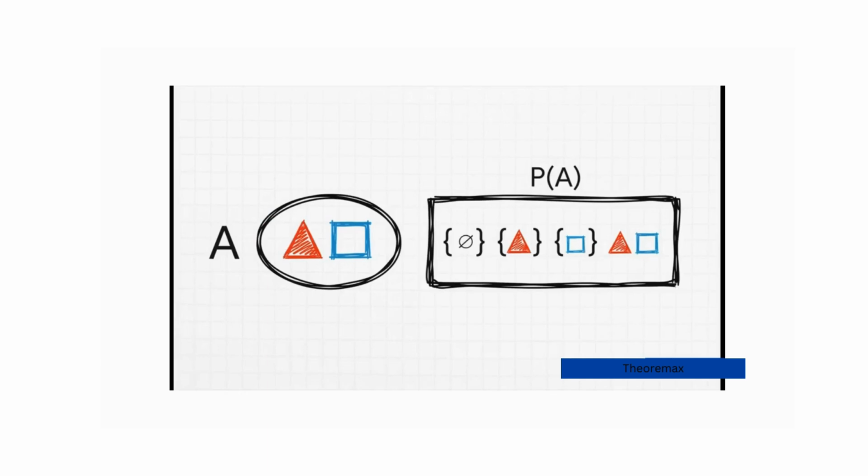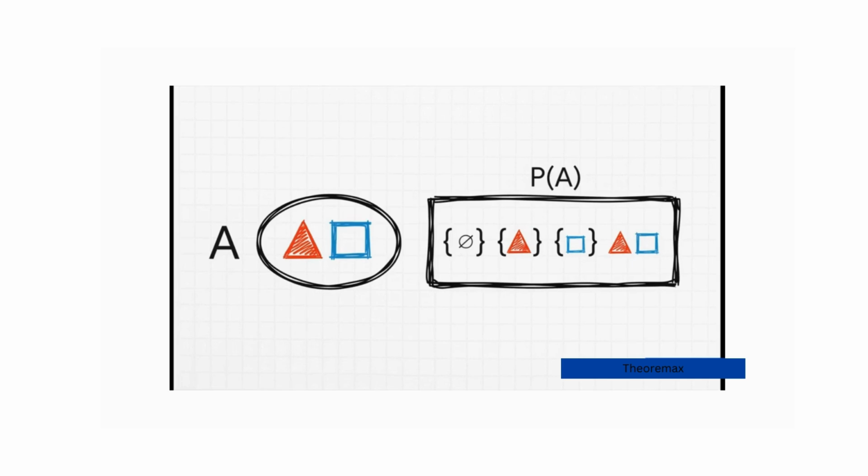Okay, let's make this super concrete so it's not so abstract. Let's say our set A is {1, 2}. Super simple. What's its power set? Well, it's a new set that contains 4 things. You've got the empty set, you've got the set that just has the number 1, the set with just the number 2, and of course, the original set with both 1 and 2.